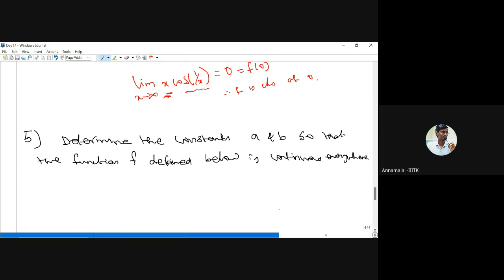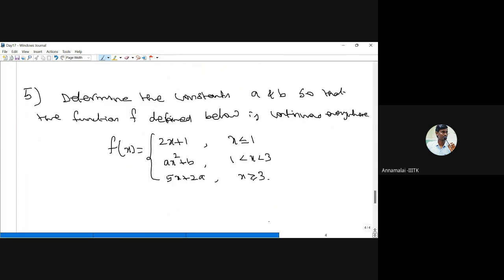f of x is equal to 2x plus 1 for x less than or equal to 1, and ax squared plus b for 1 strictly less than x strictly less than 3. Another one is 5x plus 2a for x greater than or equal to 3. Now, this function should be continuous. Find the values of a and b.